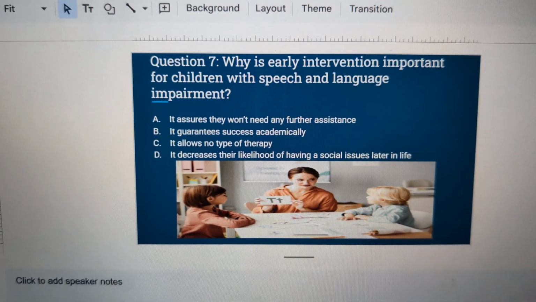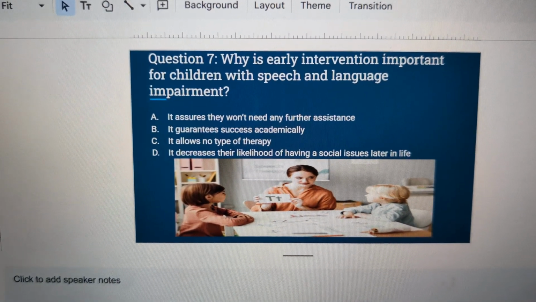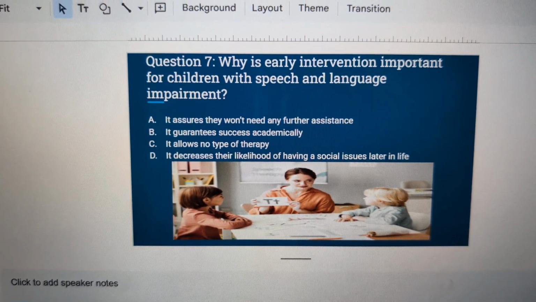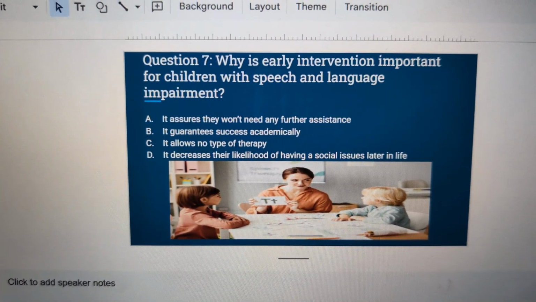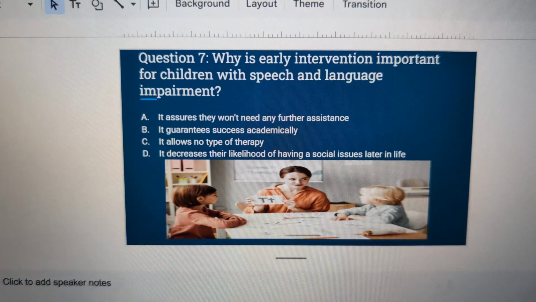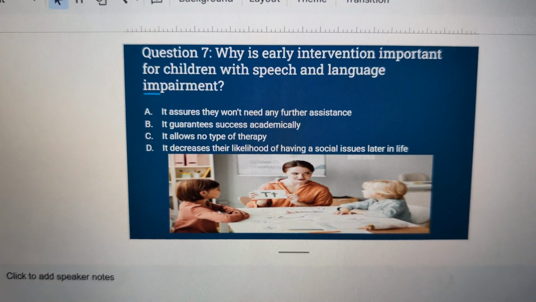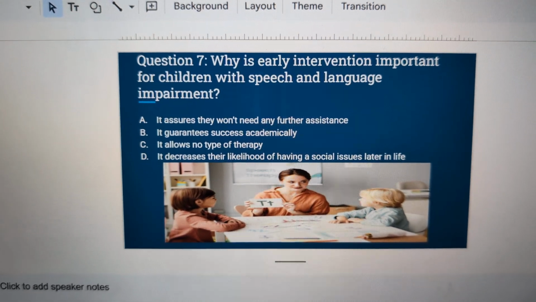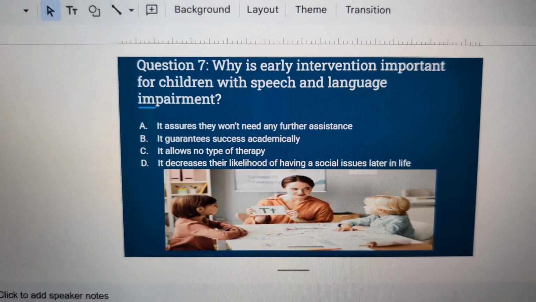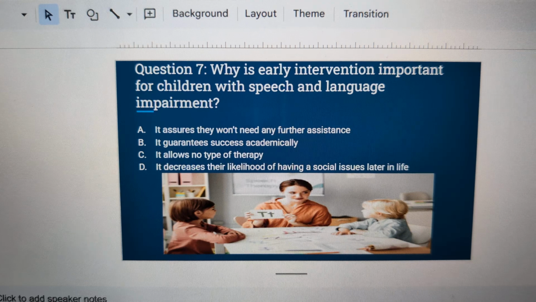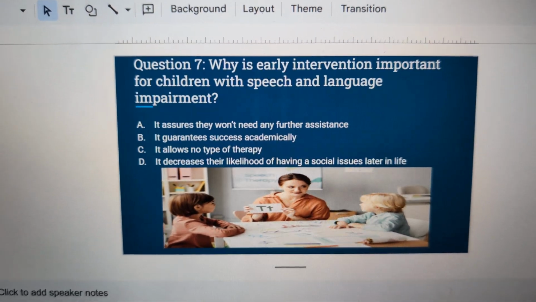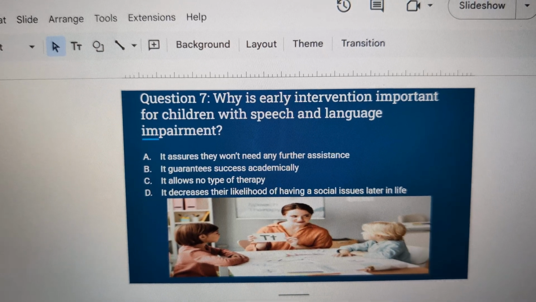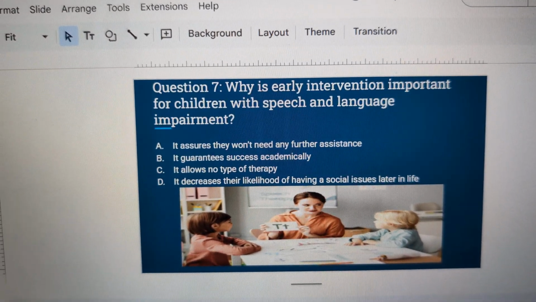Question 7 says, why is early intervention important for children with speech and language impairment? A, it assures they won't need any further assistance. B, it guarantees academic success. C, it allows no type of therapy. Or D, it decreases the likelihood of having social issues later in life. The answer is D, because it addresses challenges before they become more deeply rooted and harder to manage.